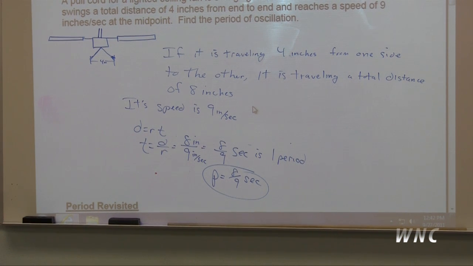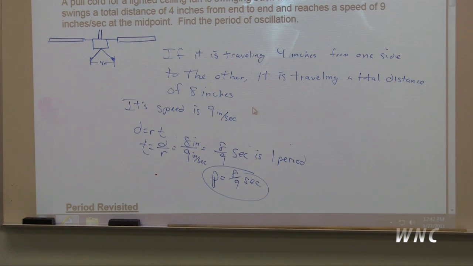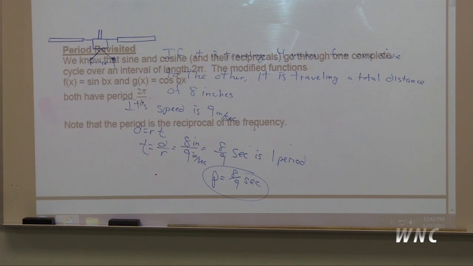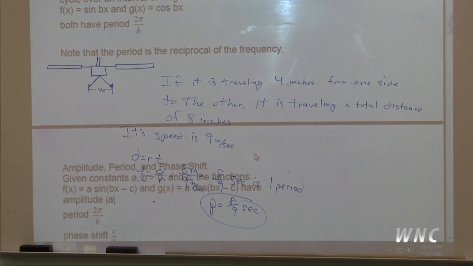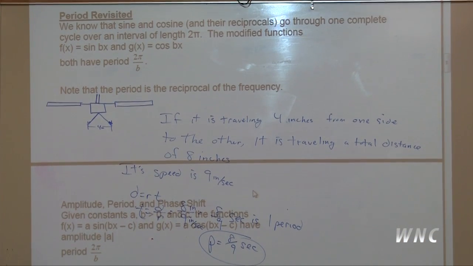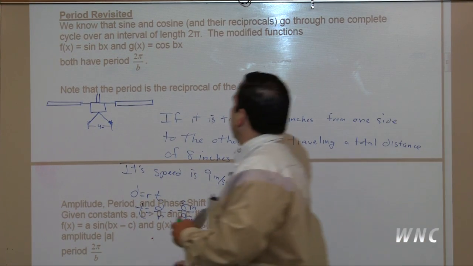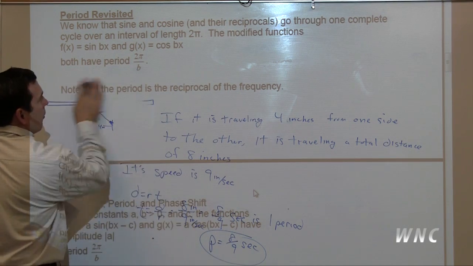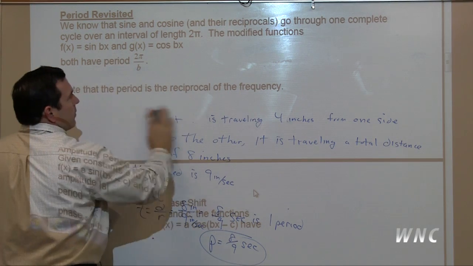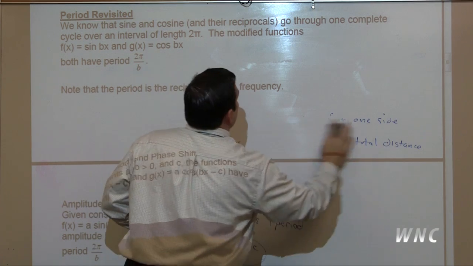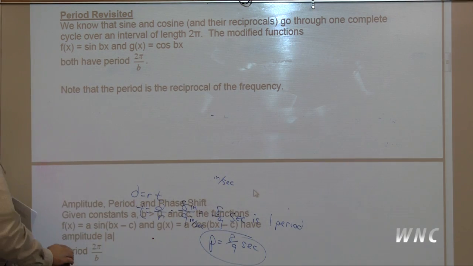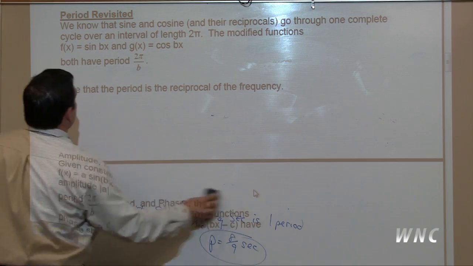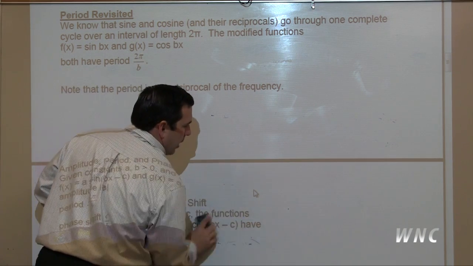Feel free to pause that. I'm moving on here. Period revisited. We know that sine and cosine and their reciprocals go through one complete cycle over an interval of length 2 pi. The modified functions f of x equals sine bx and g of x equals cosine bx both have a period of 2 pi over b.